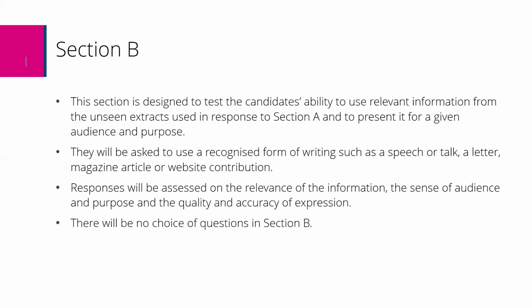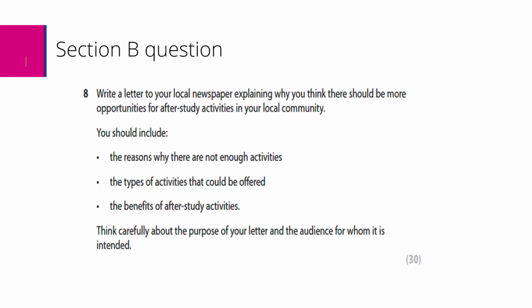Okay. Responses for section B are assessed on the relevance of the information, the sense of audience and purpose, and the quality and accuracy of expression. And there is no choice of question for section B. So the 2019 question paper for question 8, section B, was: write a letter to your local newspaper explaining why you think there should be more opportunities for after-school activities in your local community.